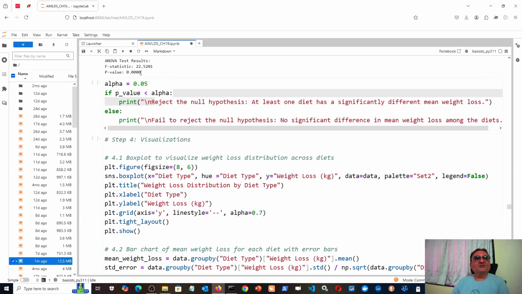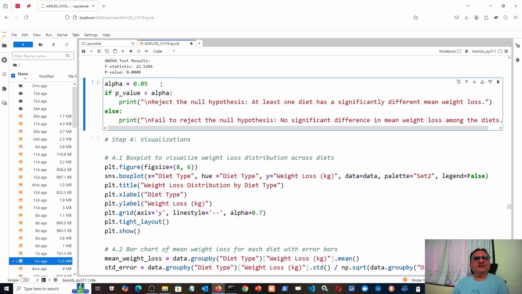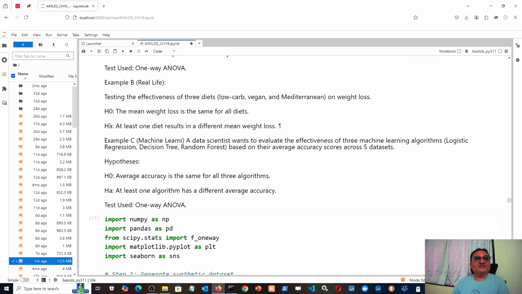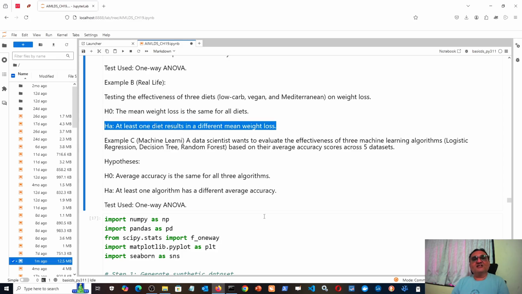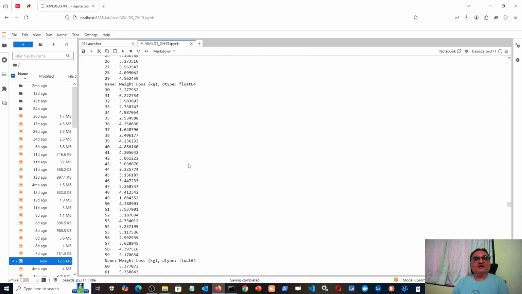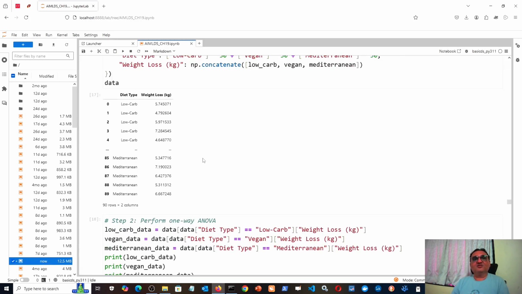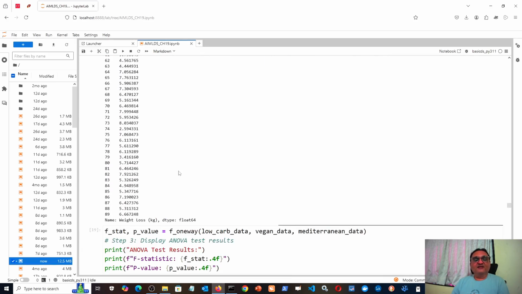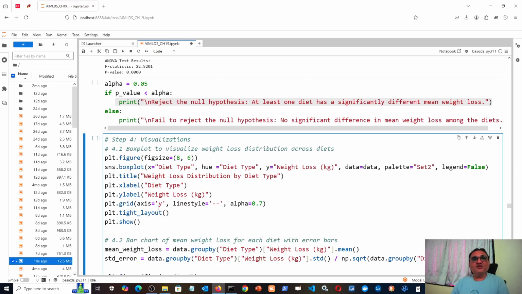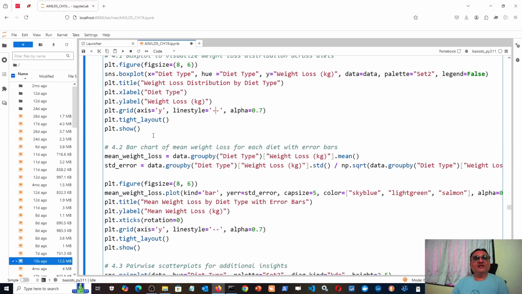But here I got p-value 0, or nearly 0. So p is less than alpha. That means I will enter this part and reject the null hypothesis, so the alternative hypothesis would be accepted. And what is that alternative hypothesis saying? It says that at least one diet is resulting in a different mean weight loss. So you can at least be sure that one out of these three diets is proving to be more effective, because it is causing different weight loss, maybe higher weight loss. Now the question is, which one is that? For that, these visualizations really help.